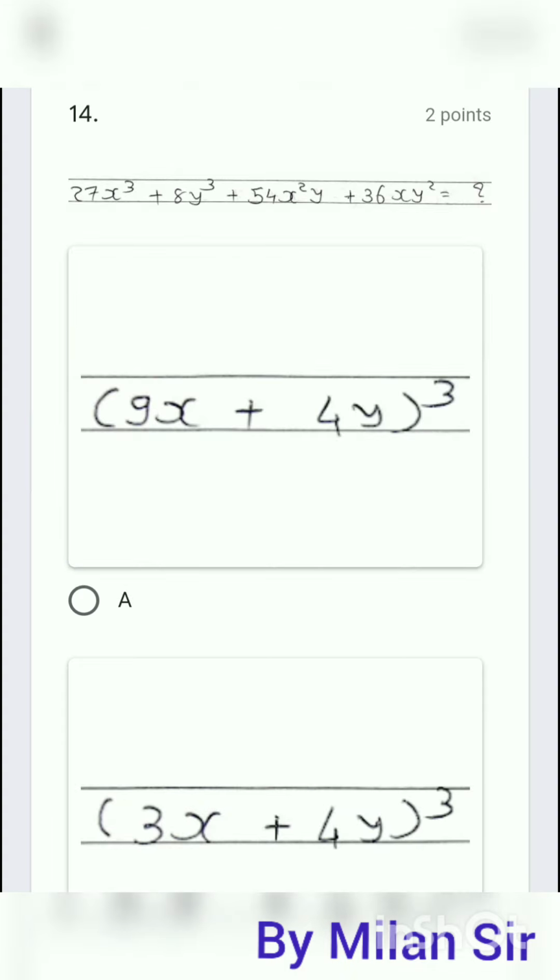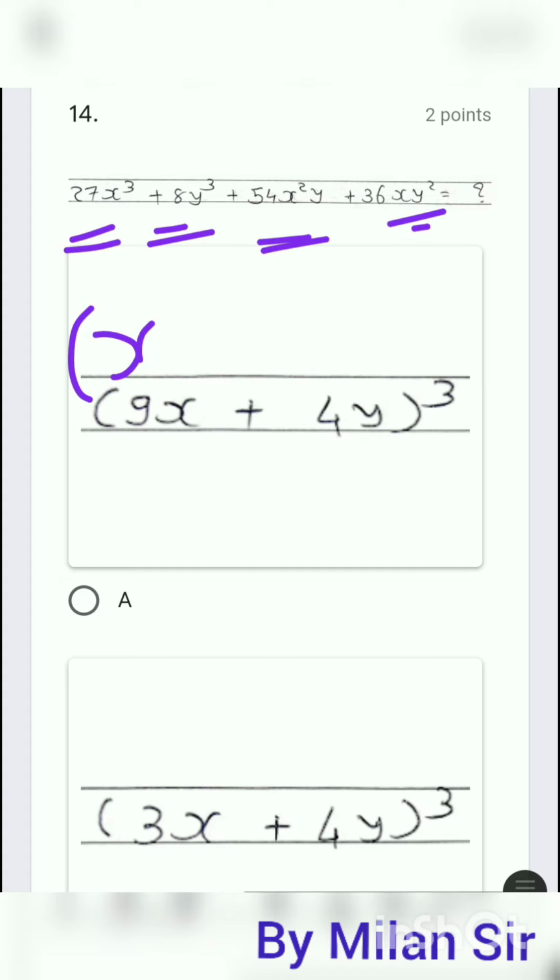Then next question is number 14. This is even a 2 marks question: 27x cube plus 8y cube plus 54x square y plus 36xy square. So we have lots of identities, right? We already learned about lots of identities in chapter number 2. So we need to check which identity we can apply here. Which identity has the answer in this form: x cube, y cube, x square y and xy square?